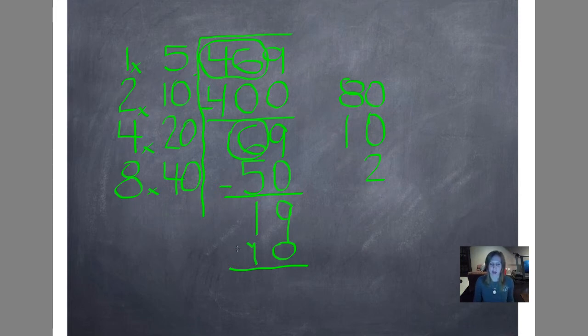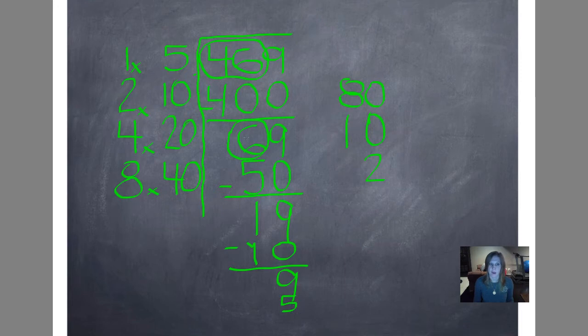Now, I'm going to subtract again. 9 minus 0 is 9. 1 minus 1 is 0. So now I'm looking for the closest number to 9 without going over. 10 is too big, so I'll use that 5 up there again.